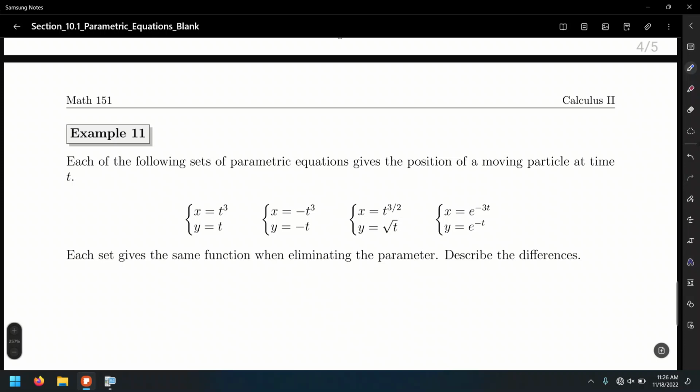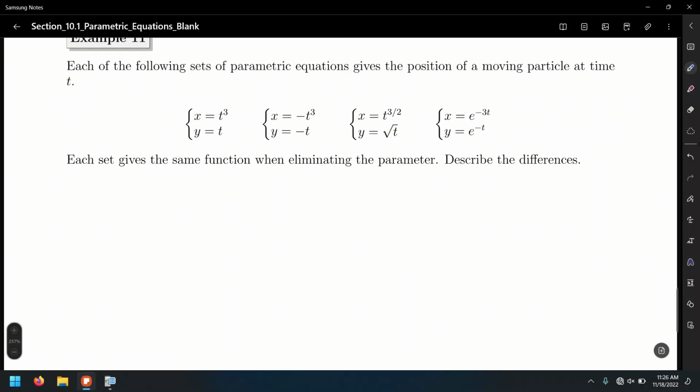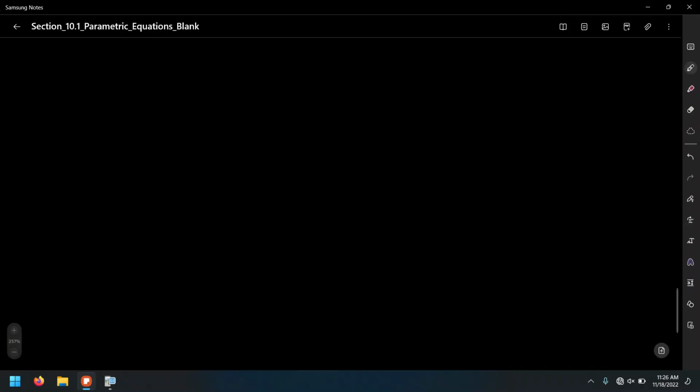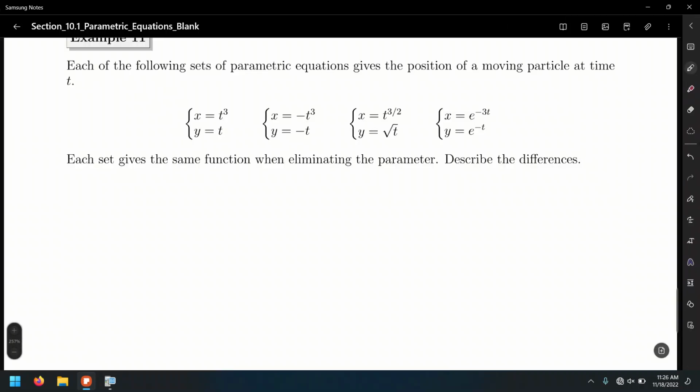Each set gives the same function when we eliminate the parameter. However, there are going to be huge differences here. What are those differences? Well, number 1, let's start by plotting them. And no, I'm not going to make a table of values for every single one. That's going to take the whole weekend.